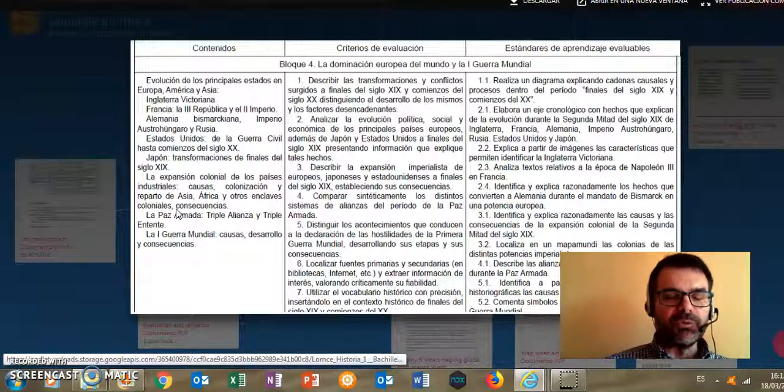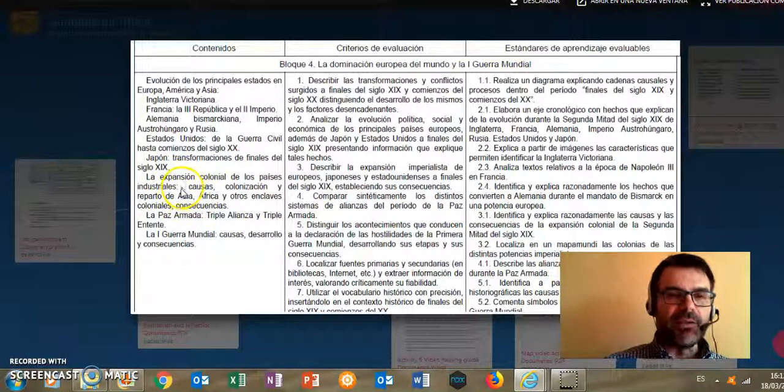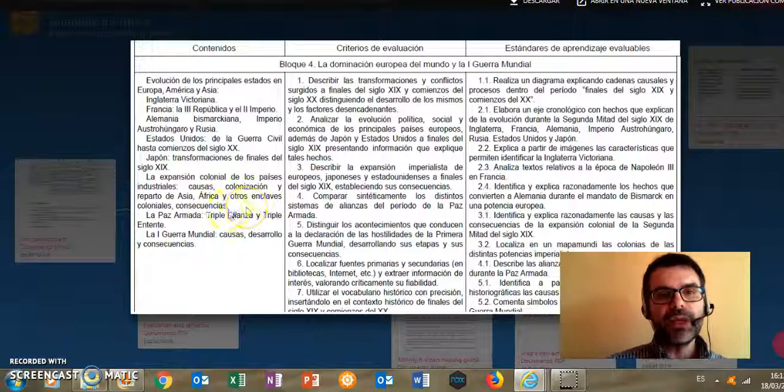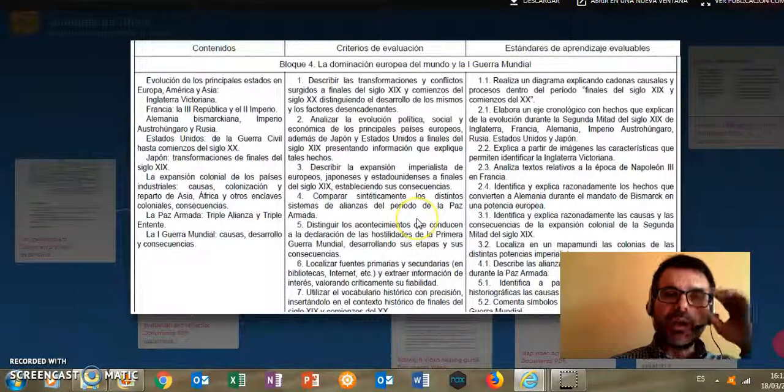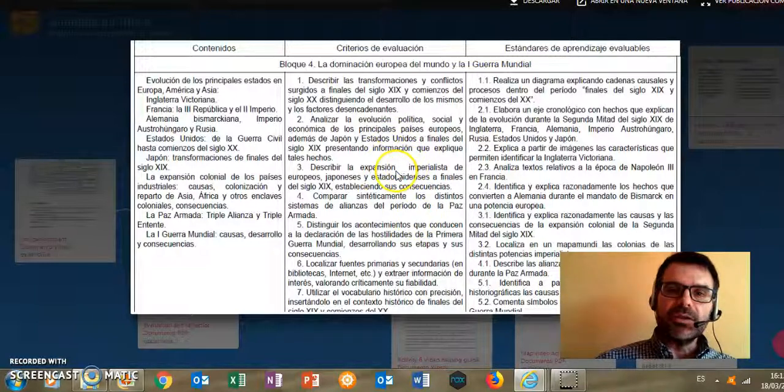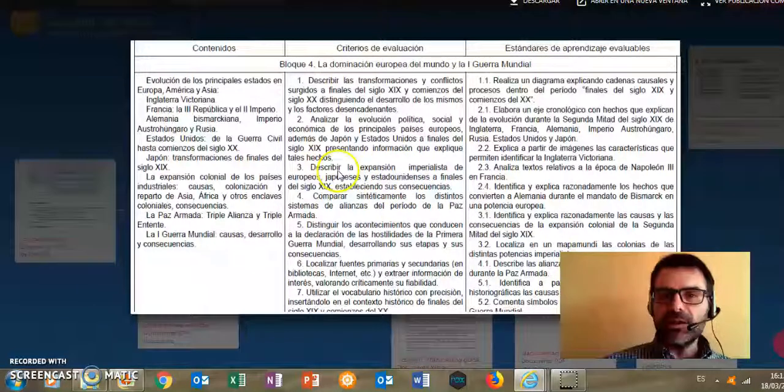Here we can read about the frame of our lesson. We can read about colonial expansion, and colonization and the scramble for Africa, about the causes and consequences of colonialism and imperialism. About criteria it is exactly the same. We can read about imperialism, expansionism, and European expansion in the 19th century, and the consequences of this expansion.